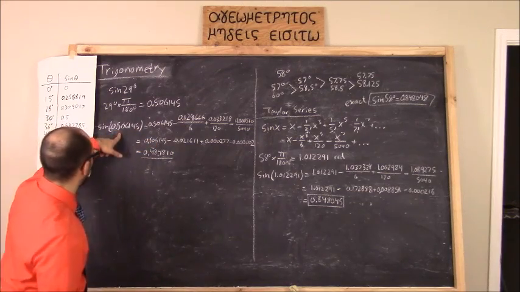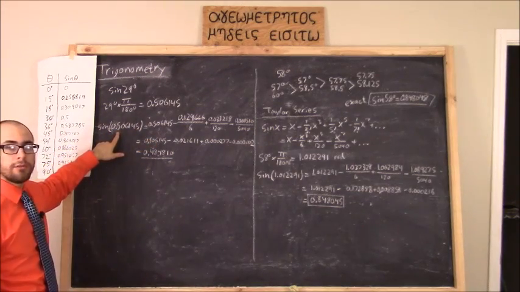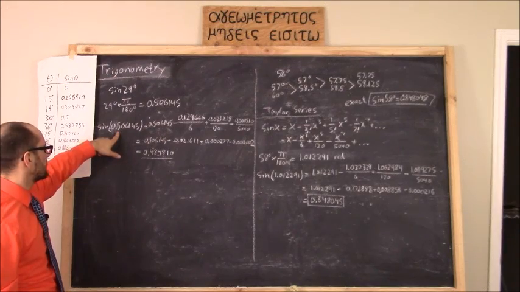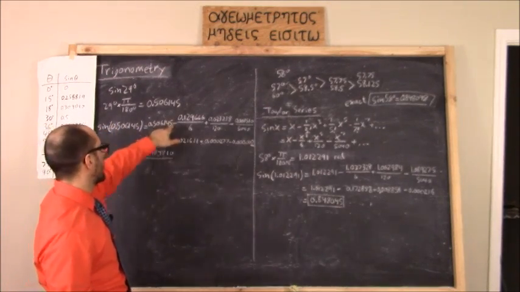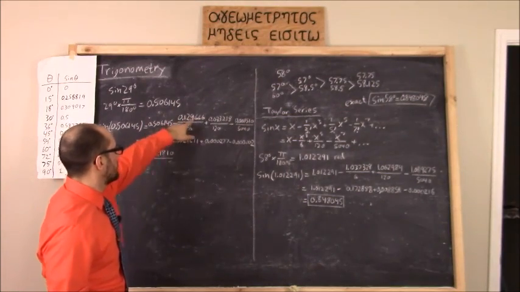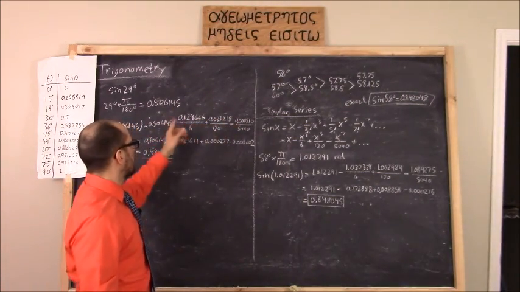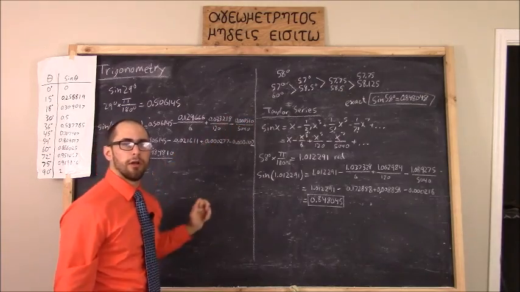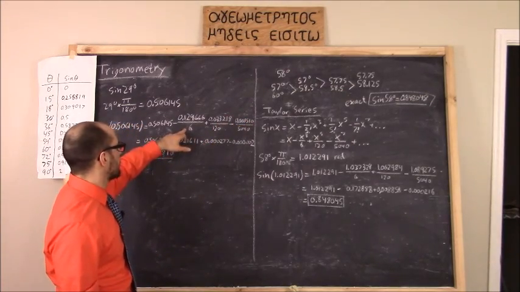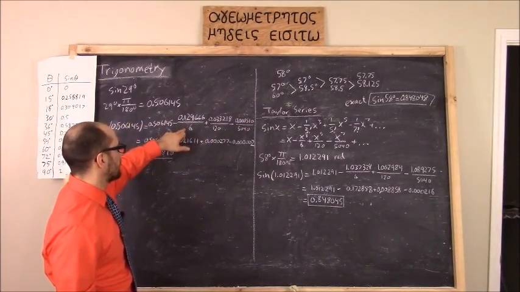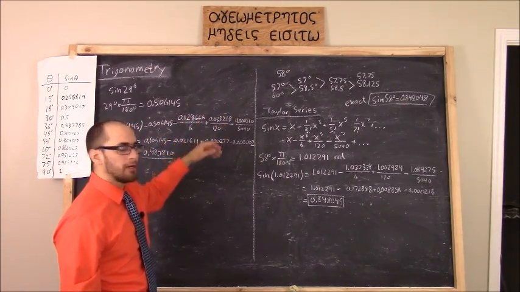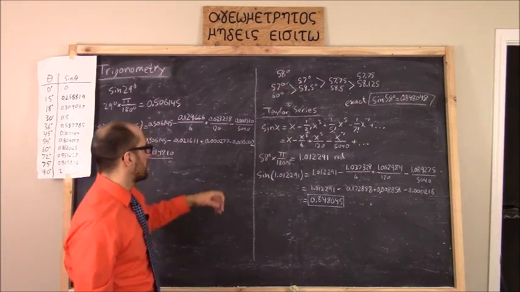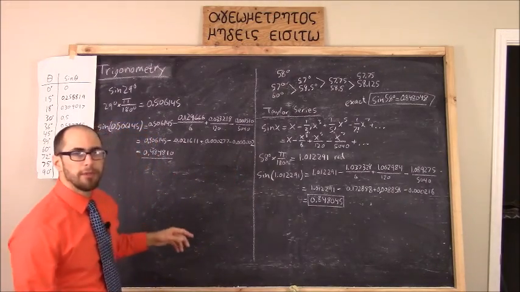Notice a quick comparison of the terms. Because my radian measure 0.506 is smaller than 1, each time I raise it to a power, so cubed to the 5th to the 7th, it's getting smaller and smaller. At the same time, the denominator, factorial, is getting bigger and bigger. So a smaller number divided by a bigger number is an even smaller number. This converges much more rapidly.